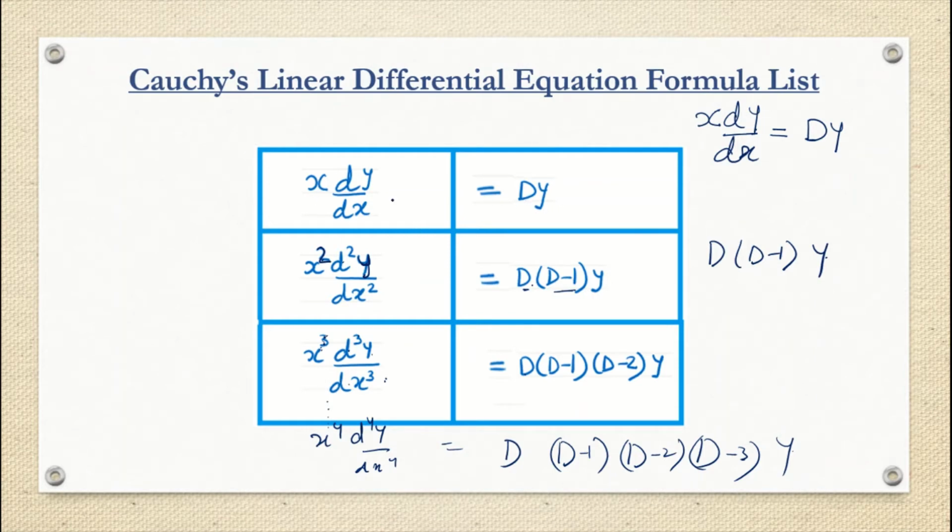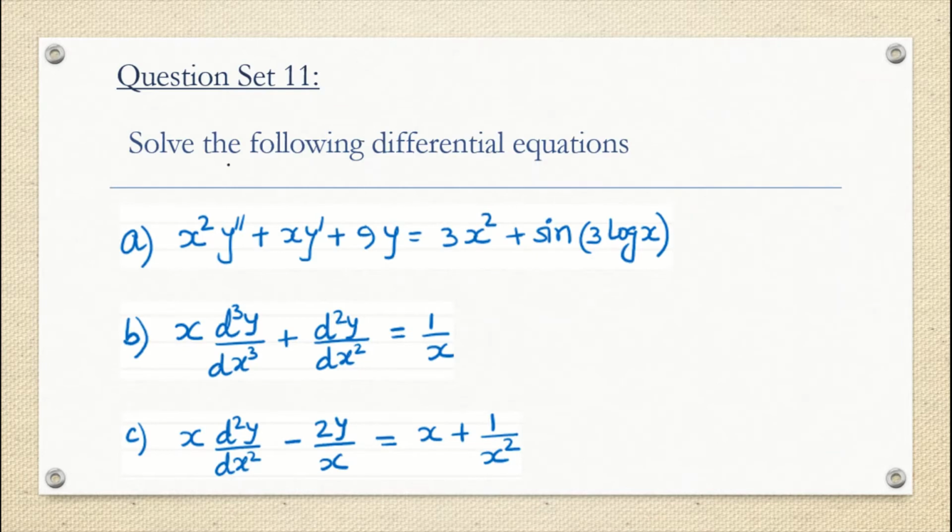So we'll start solving the question, then it will be much easier to understand what we are talking about. Now we are solving these questions. Very first question, if you just focus, this says x square y double dash plus x y dash plus 9y equals 3x square plus sine 3 log x. In the question they will not write to solve it using Cauchy homogeneous differential equation kind of thing. They will not give you this hint.